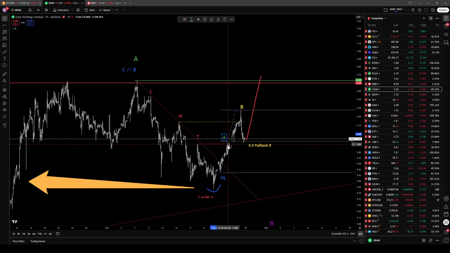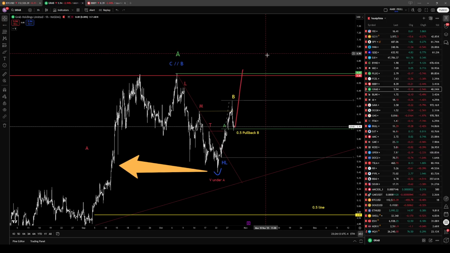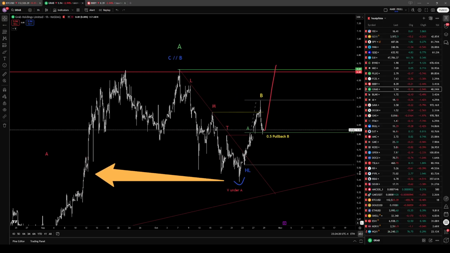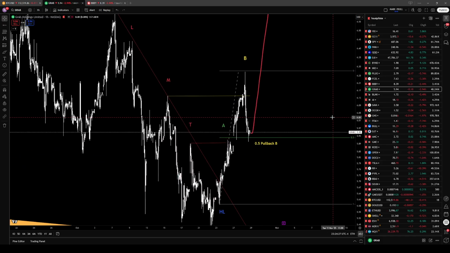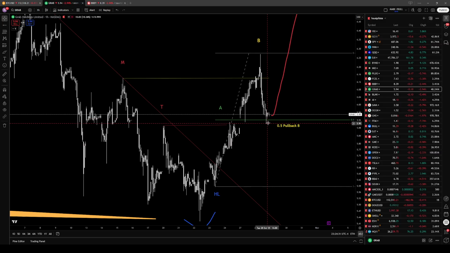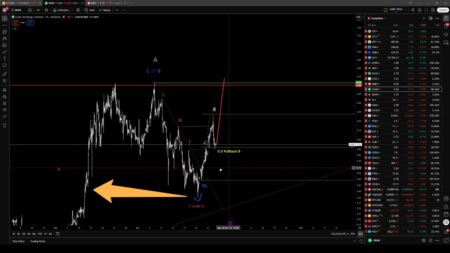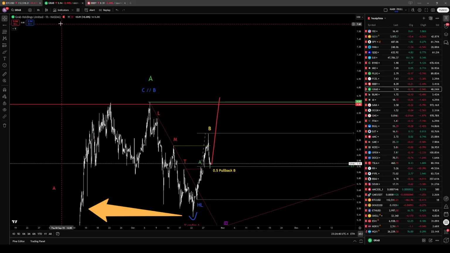This here was our little A peak. This here was our little B peak. And this whole thing here is just A and the pullback of A. And I said, because this is our little B peak, we just do a 0.5 pullback. And we've really, in my opinion, nailed it. Okay, a little bit under it. But if this is holding, off we go. It looks finished.